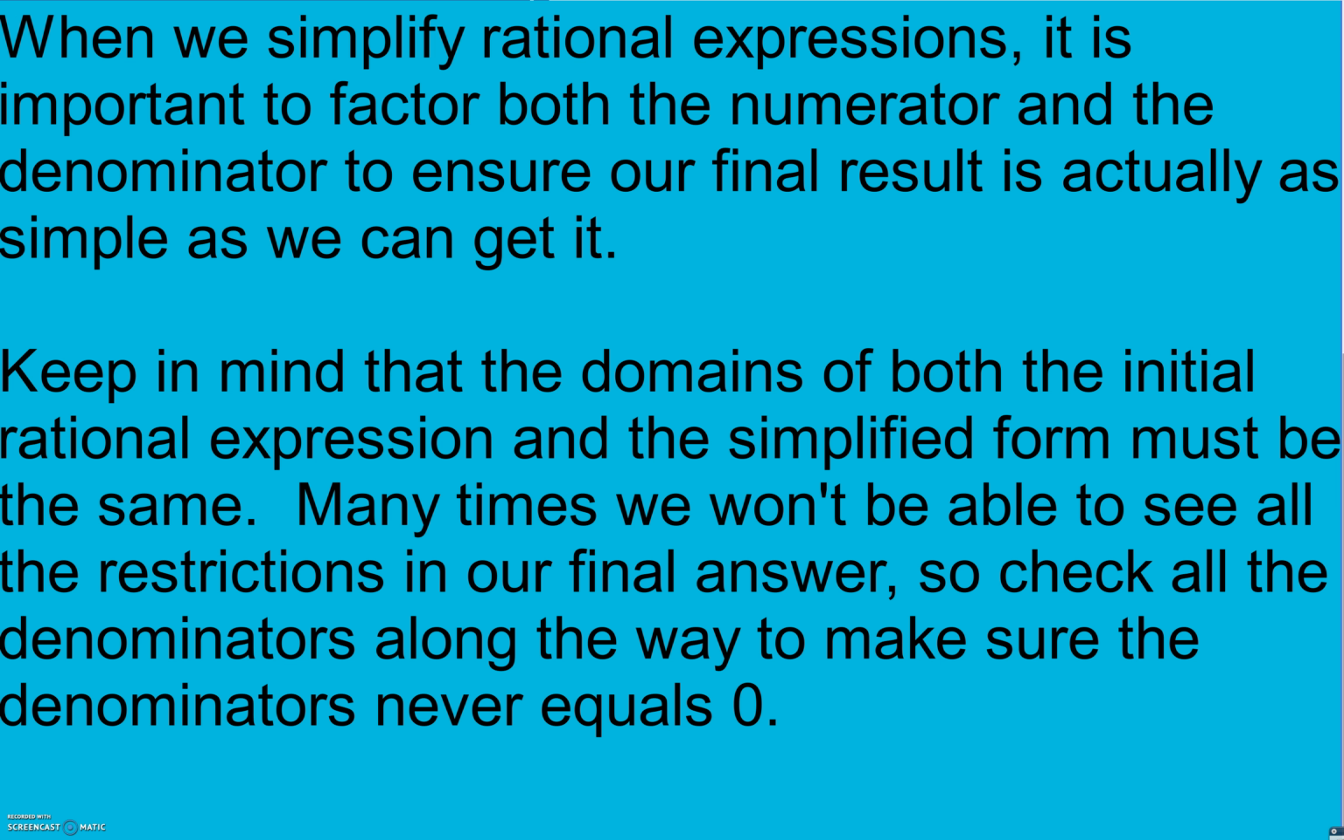Keep in mind that the domains of both the initial rational expression and the simplified form must be the same. Many times we won't be able to see all the restrictions in our final answer. So check all the denominators along the way to make sure the denominators never equal 0. So I like to start off at the beginning and write my restrictions on my domain and then just keep adding to it as I go to make sure I don't miss any.